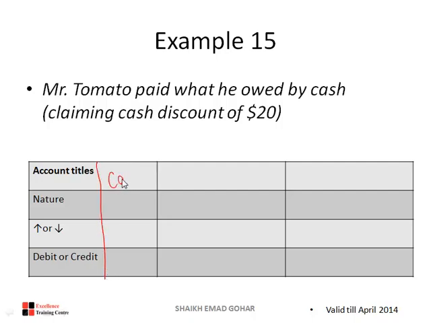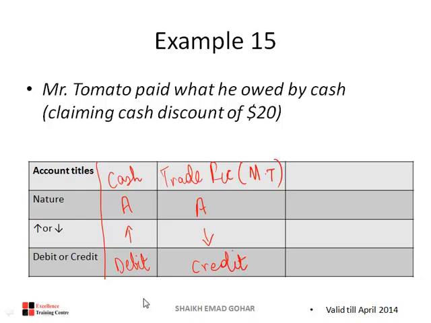First thing is cash. You can write cash. Cash is coming in or going out? Coming in. The customer is paying you. So asset increase. You can write debit. Now the second thing you can write Mr. Tomato. Mr. Tomato was my trade receivables. He's paying me, so he is decreasing. So asset decrease.